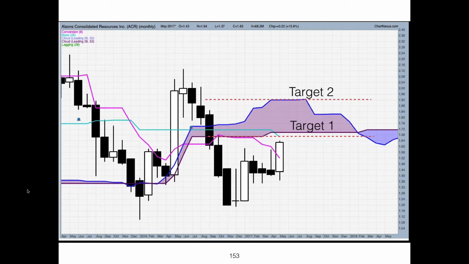Now, that's one way of setting price targets. Other people use Fibonacci levels. Others use moving averages. We'll discuss all those combinations of other tools with Ichimoku next meeting. So for now, we will focus on Ichimoku strictly.